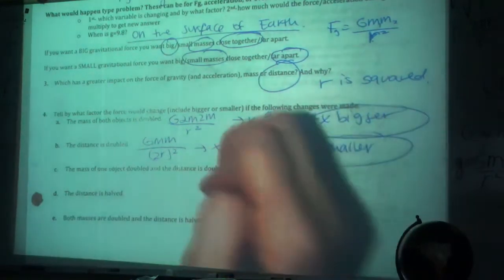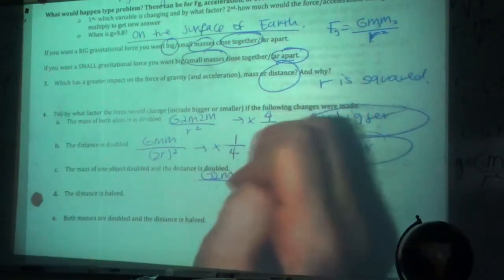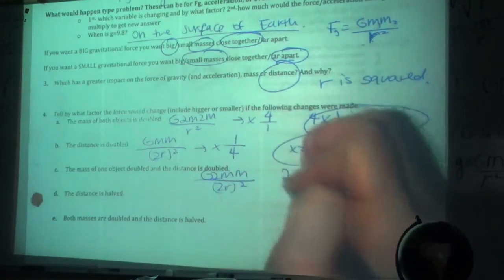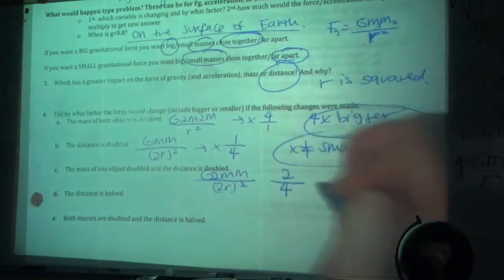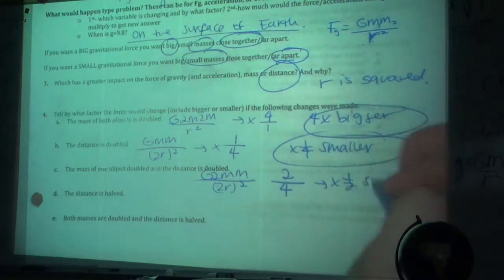Mass of one object is doubled and distance is doubled. So that's a factor of 2 on top, 2 squared is 4, so that's times 1/2 smaller.